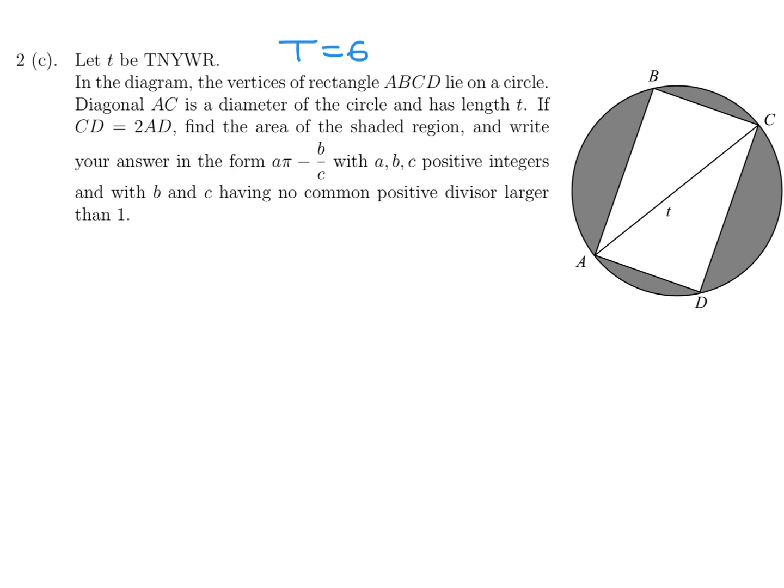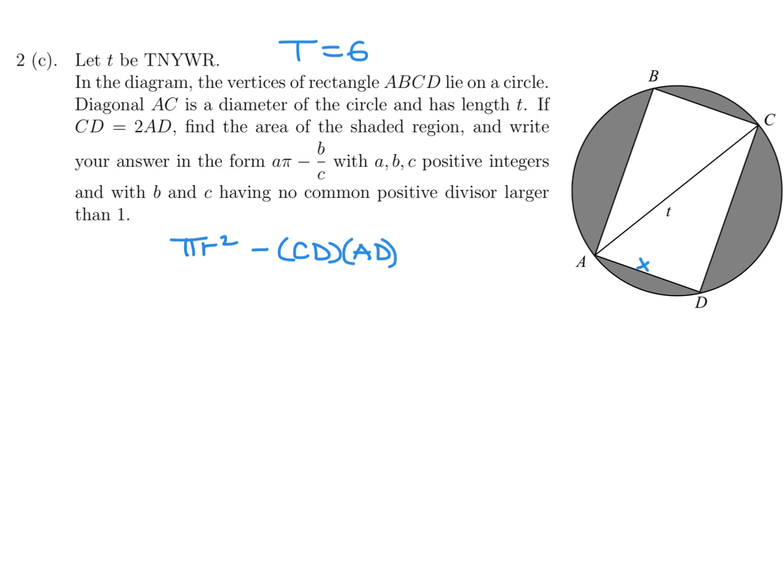Well, the area of the shaded region looks to me like pi r squared, whatever the radius is, minus the area of that rectangle, which looks like length times width. But in this case, the length and width can be written as CD times AD. Right? Yeah. So let's just give them some values.